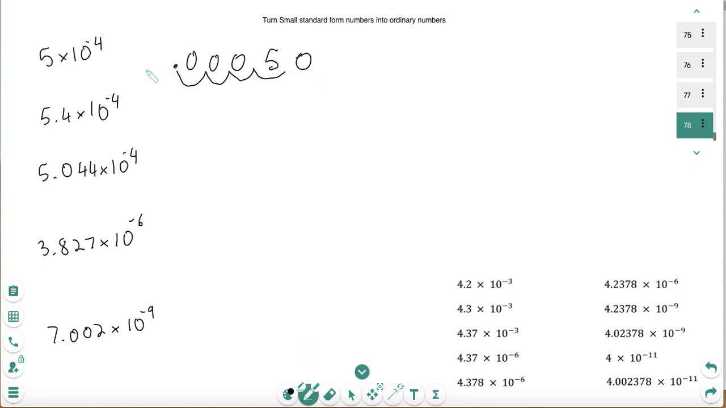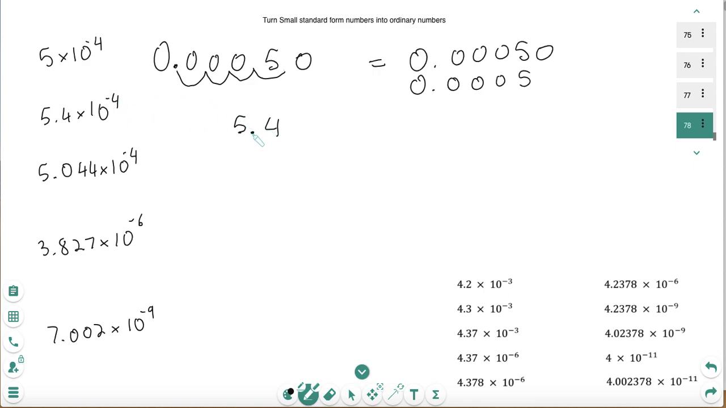If you have a number and there's no number in front of a decimal place, you can just add a 0. So our answer is going to be 0.00050. This 0 is a bit futile, so you can ignore it if you want. So it's just 0.0005. Here, 5.4 times 10 to the power of negative 4.